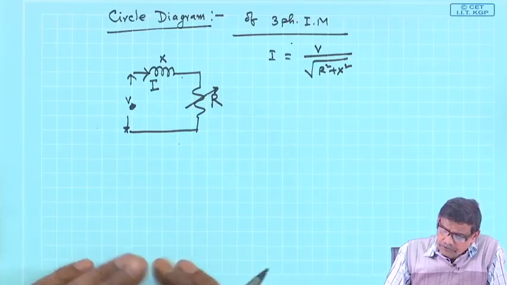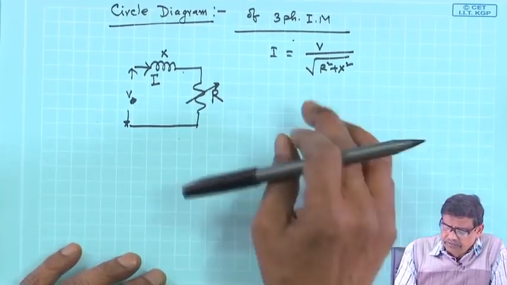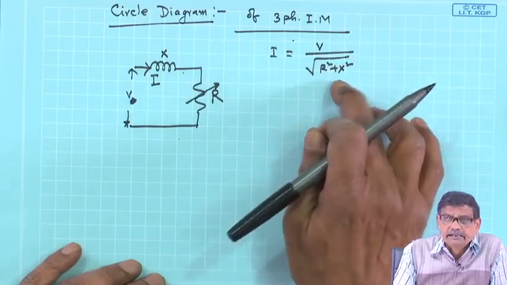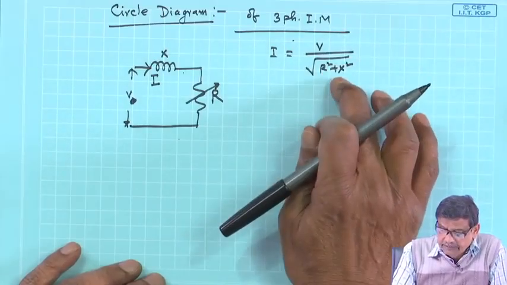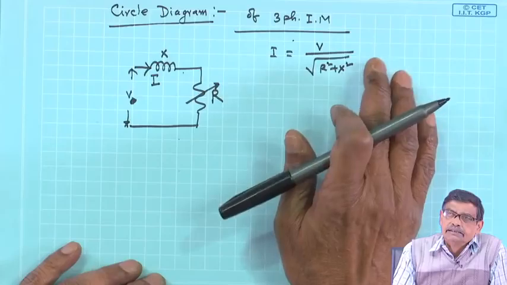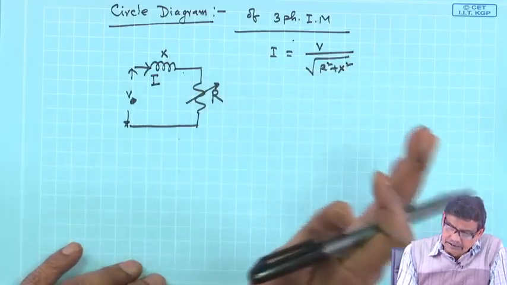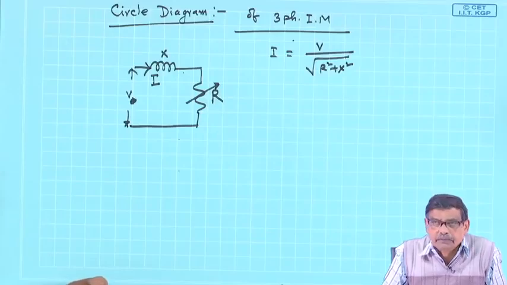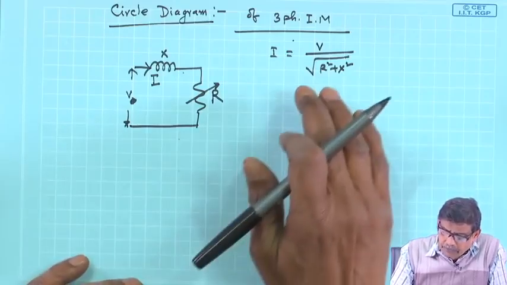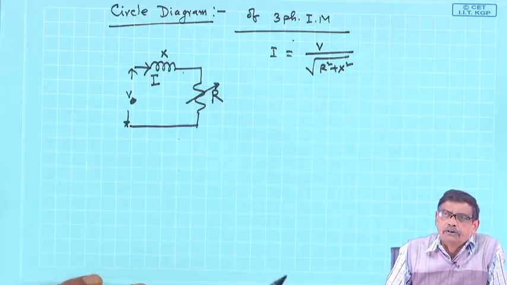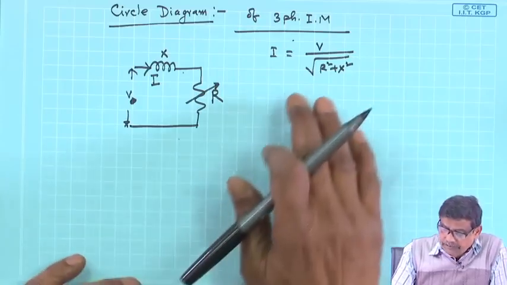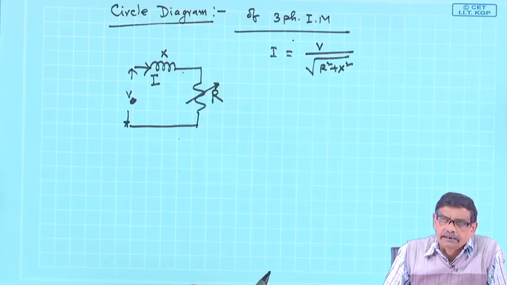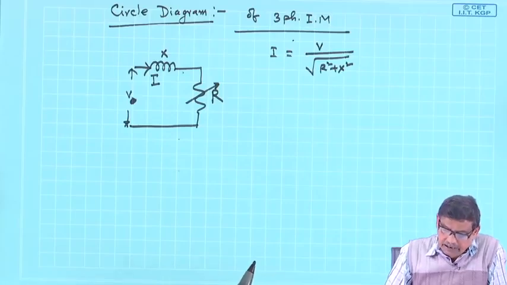In between, of course, I am also sure: if I calculate I is equal to V by this Z, with R and X put in, this is the current, and the current phasor will lag the supply voltage by an angle tan inverse X by R. But you have to do it for all the values of R. So, how this can be elegantly represented in a circle diagram, that I am telling.